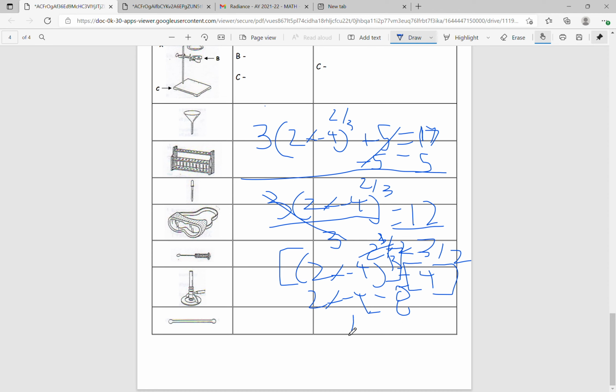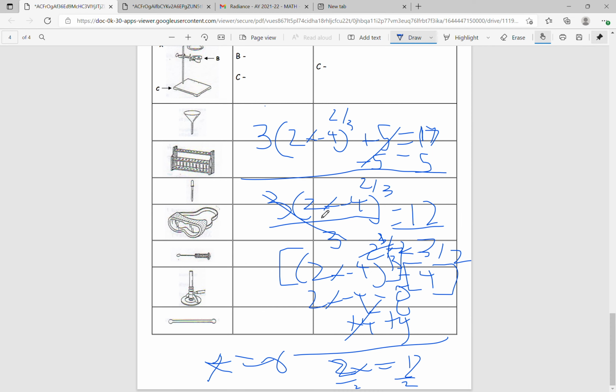Now, this is a basic equation, so we're just going to add 4 to both sides. I assume that you know how to do this. So now 2x is equal to 12. If we divide both sides by 2, we get that x is equal to 6.